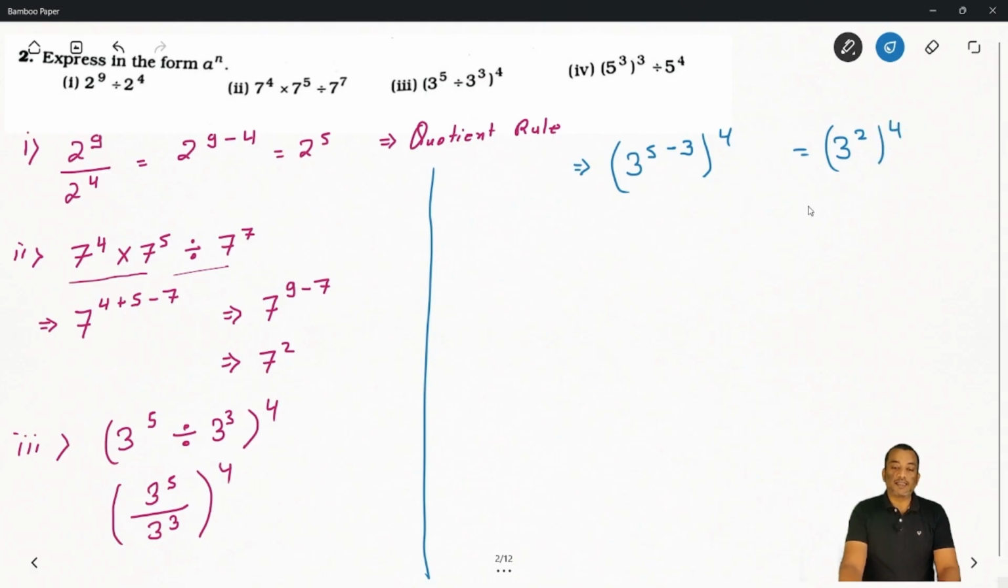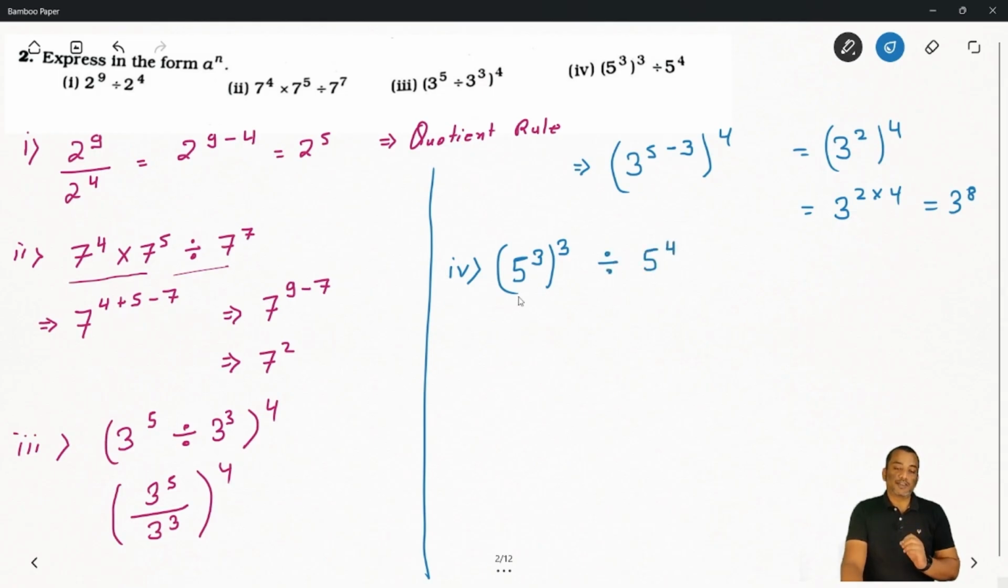Now you can apply the power rule. So 3 to power 2 times 4. So you will get 3 to power 8. Okay, now let's solve the last one, fourth bit. So it is saying 5 to power 3 and whole bracket 3, now divided with 5 to power 4.